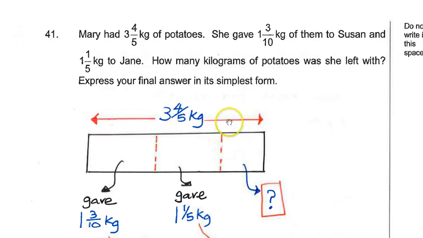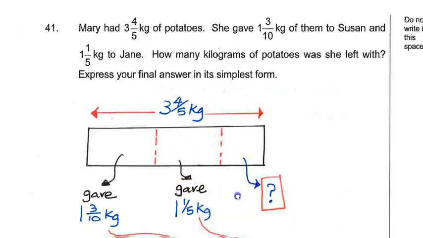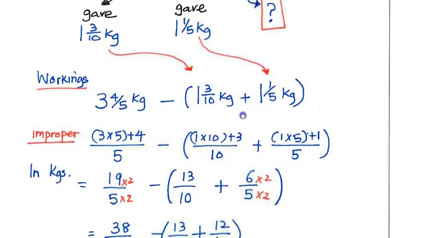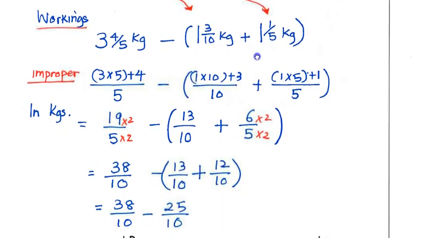Total, so much, in kilograms. Watch out, it's not the number of potatoes, but the weight of the potatoes. She gave this weight away, which is 1/3, and she gave the other part away also. Now, what is left? All you have to do is take the total minus these two, what is given away. Right, let's take a look here. It will be a bit tricky.